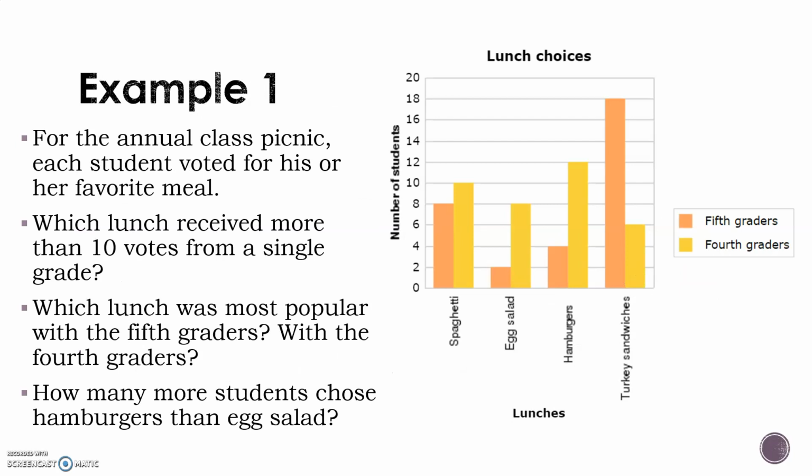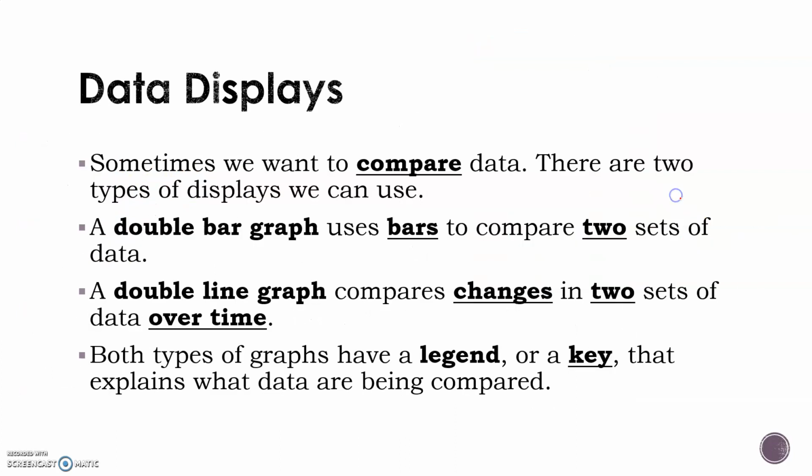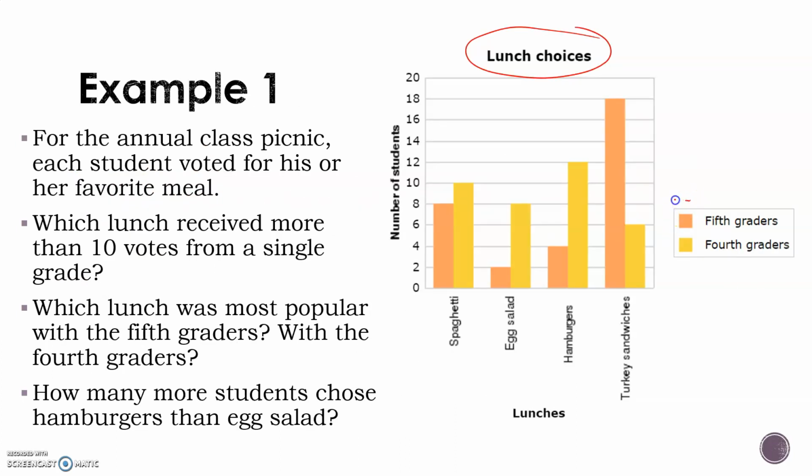So let's jump right in. Here we can look over here and see that we have the title. So we're looking at lunch choices. It tells us for the annual class picnic, each student voted for his or her favorite meal. And here we can see that we have our legend over here. Orange means 5th graders, yellow means 4th graders. Okay, so which lunch received more than 10 votes from a single grade?